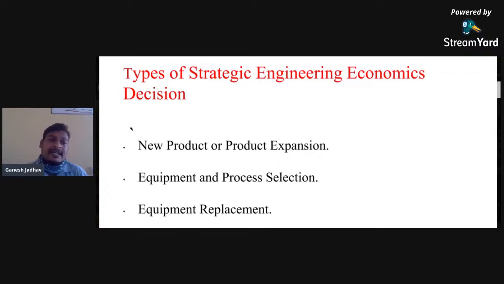Okay, so they say the first one is the new product or the product expansion. A product expansion means adding another functionality, or we can say it is an adaptation or a modification of the product from the client requirement. Then another one is equipment and process selection, so this is the strategy.